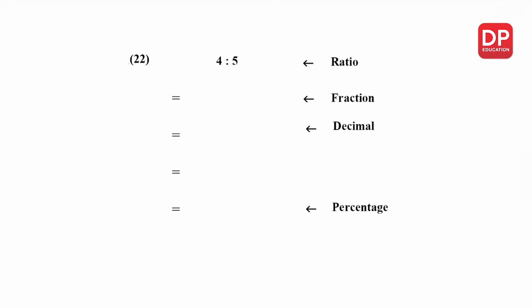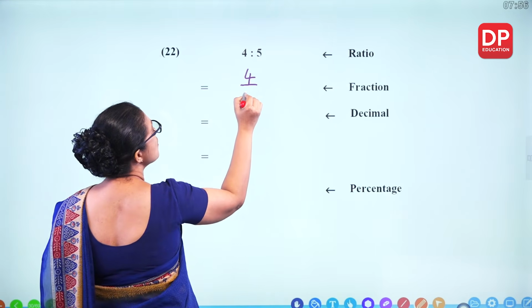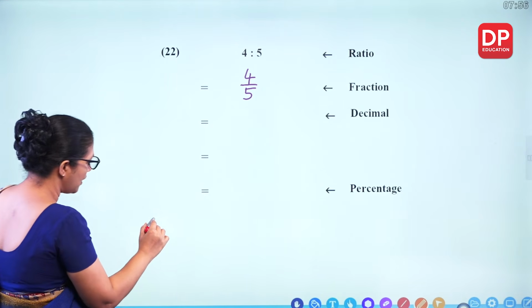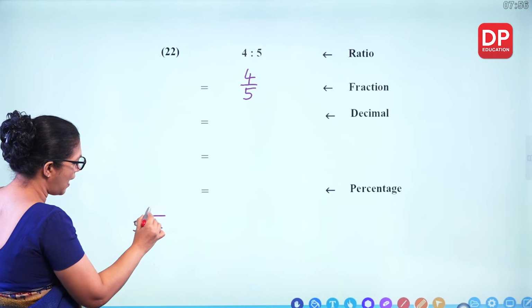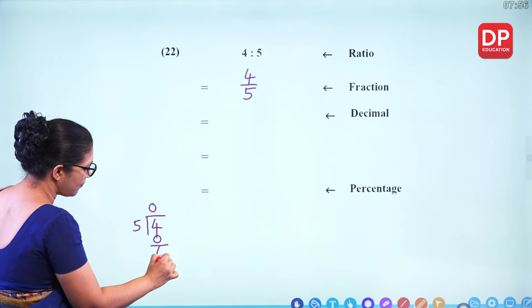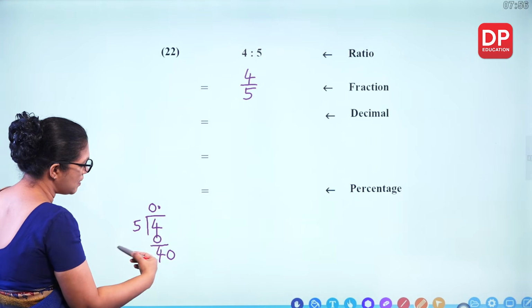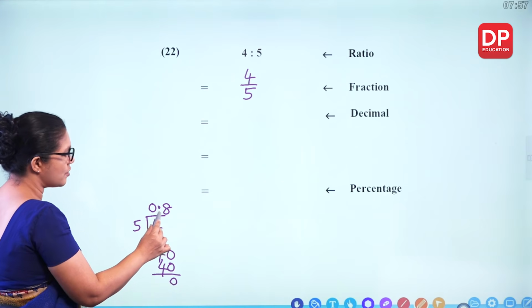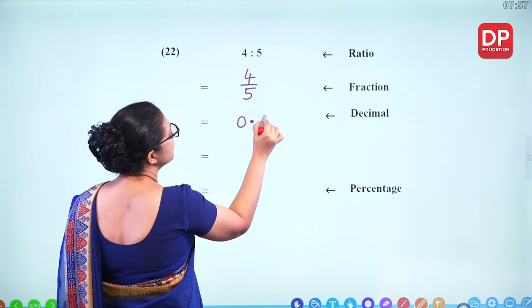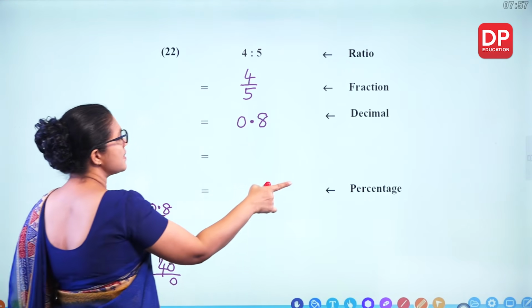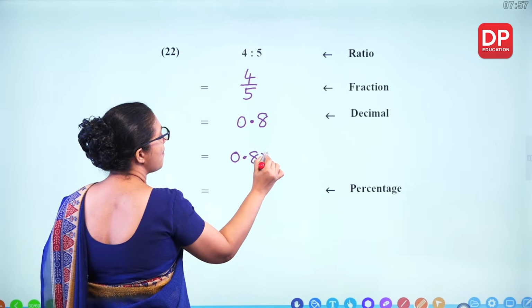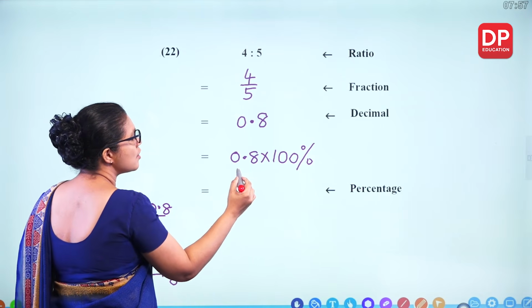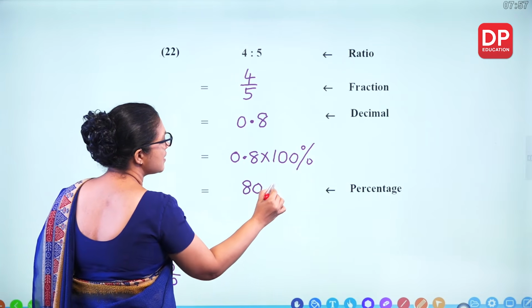4 to 5 as a ratio. As a fraction, this is 4 over 5. As a decimal, 4 divided by 5. Long division, 4 divided by 5, nothing. And for 40, here you need to put a decimal point. That's 8. You get 40 and the remainder 0, 0.8. Then as a percentage, what do you do? You multiply by 100 and put the percentage sign. Move the decimal place 2 places to the right, you get 80%.